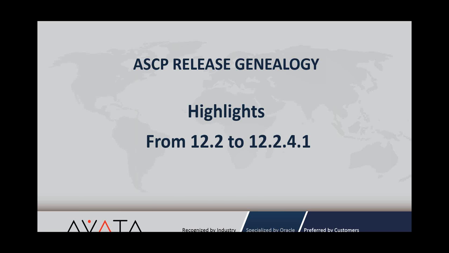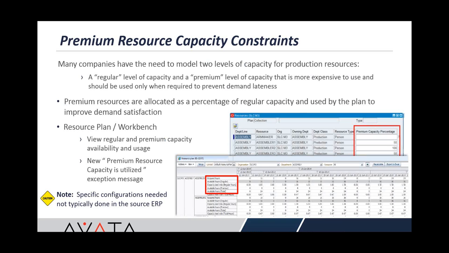So on to 12.2, premium resource. To me, the easiest way to think about this one is think of it as overtime. So if you've got a 50% premium capacity percentage, the plan will use that extra capacity and tell you that you've used it so that you can effectively plan for your manpower overtime to hit a given production schedule, assuming that manpower constraint is what you're modeling.